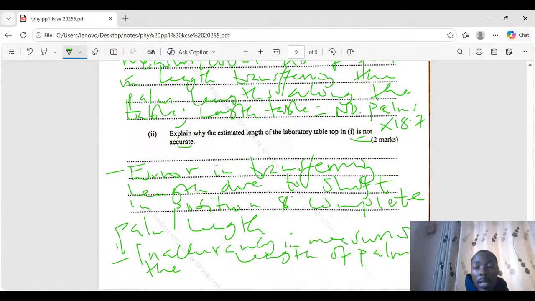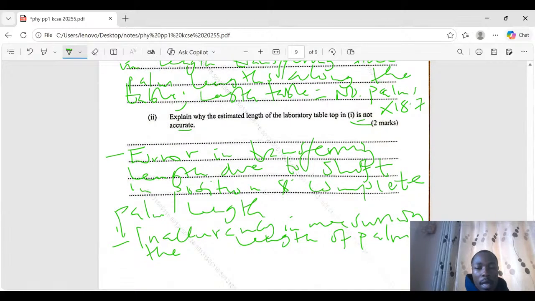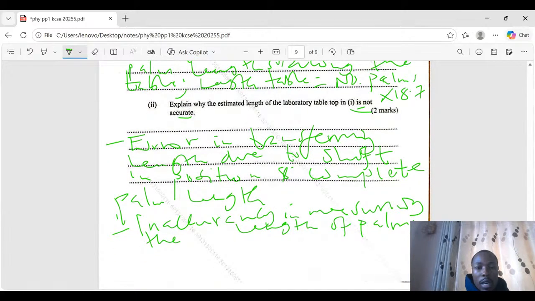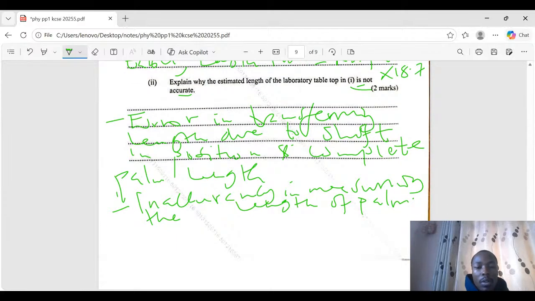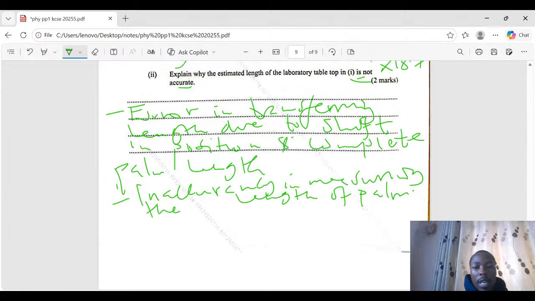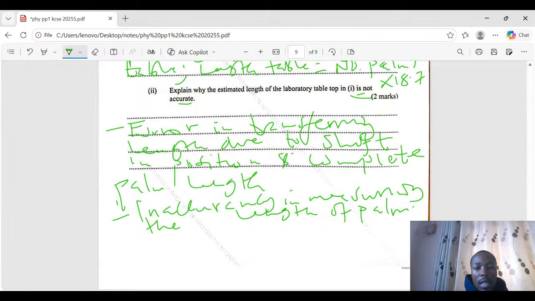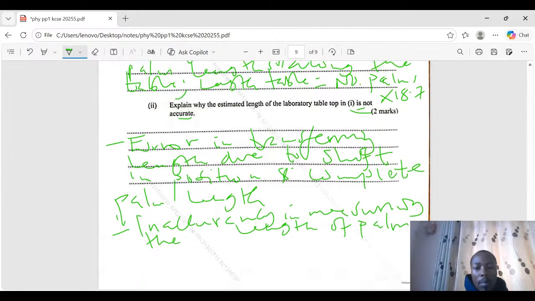Explain why the estimated length of the laboratory table is not accurate. There is a parallax error, whereby a student was unable to transfer the exact length due to shifting in position and completing the palm length. Also, it can be inaccuracy in measuring the length of the palm.